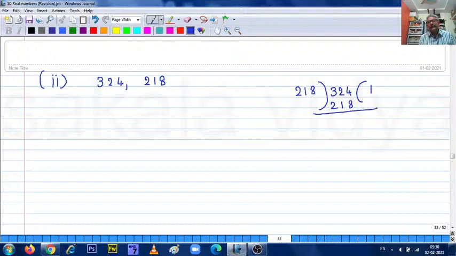Subtract. It cannot go. Borrow 10. It becomes 11. It becomes 2. So 14 minus 8, 6. This is actually, you will be getting 1. Sorry. This becomes 1. I will check it now.